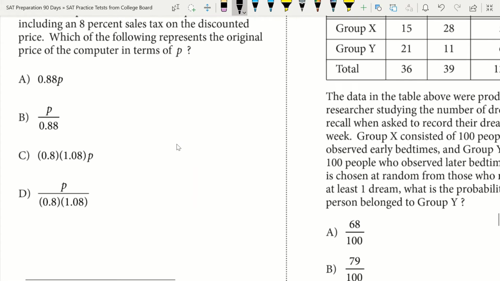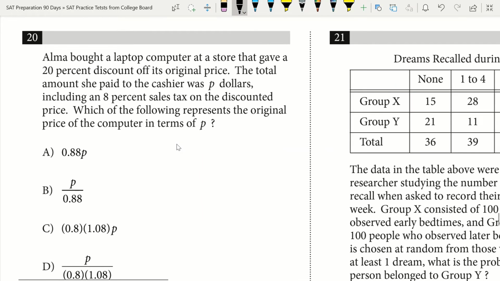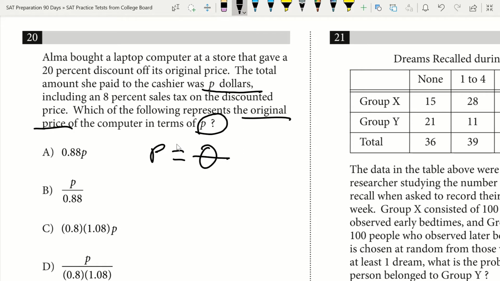Question 20. Alma bought a laptop at a computer store that gave a 20% discount off the original price. The total amount she paid to the cashier was P dollars, including an 8% sales tax on the discounted price. Which of the following represents the price of the computer in terms of P? The original price. So we have to solve for our original price. We know the price we paid is going to equal our original price, which I'm going to represent with theta, because I don't want to use an O since it looks like a 0. This symbol right there represents our original price.